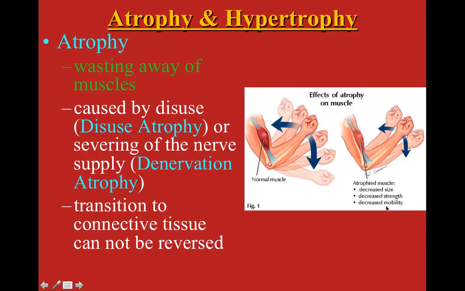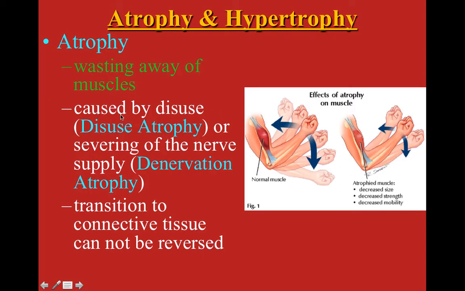Oftentimes we see people who have been sick for a long period of time, their muscles will atrophy. They get really skinny, scrawny, and weak, and they have trouble moving around. Oftentimes we see this mostly with geriatric patients. We see this with older people who just have a rough time getting around.